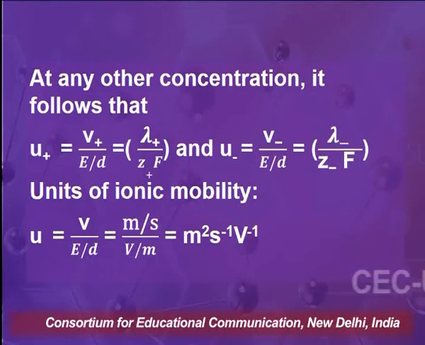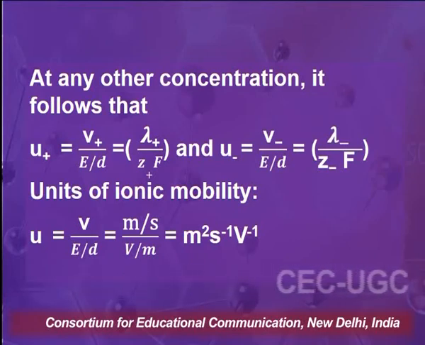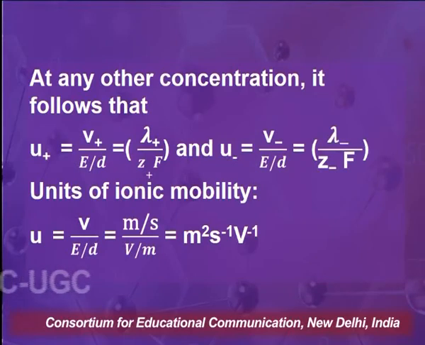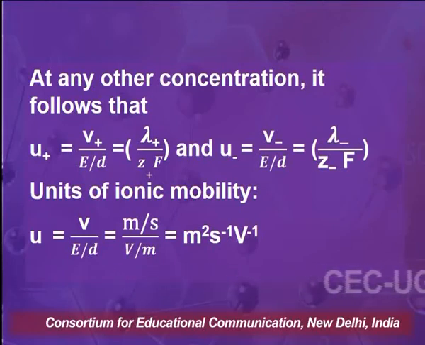At any other concentration, it follows that U plus is equal to V plus by E by D, which is equal to lambda plus by Z plus into F, and U minus is lambda minus by Z minus into F. Units of ionic mobility will be meter square second inverse volt inverse.